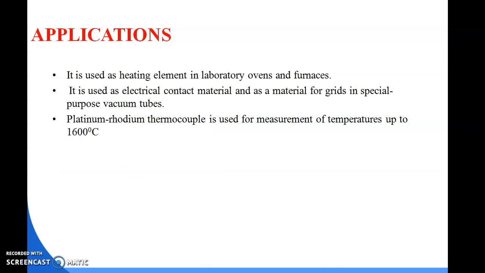What are the applications of platinum? Have you seen ovens, microwave ovens, furnaces? It is used as electrical contact material, as a material for grids, and for special purposes in vacuum tubes. Have you seen vacuum tubes? We use platinum in vacuum tubes. Platinum rhodium thermocouple is used for measurement of temperature up to 1600 degrees centigrade. So these are the applications of your platinum.